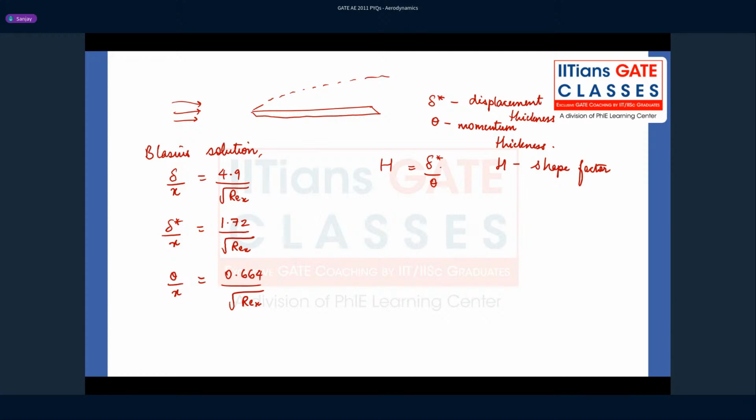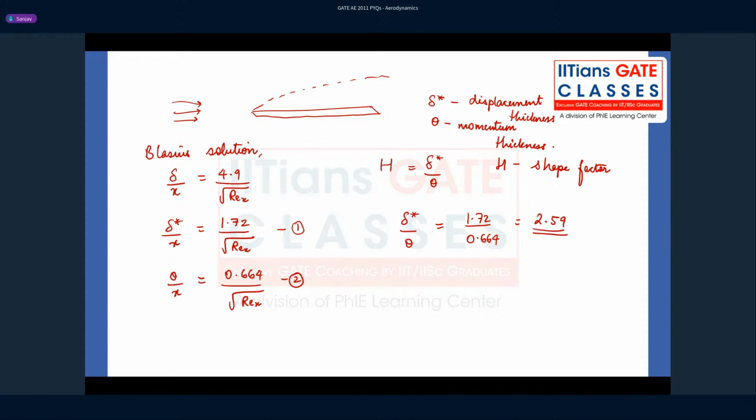So what is asked is delta star by theta. You take the ratio of 1 and 2. If you take the ratio, what will you get? Delta star by theta is equal to 1.72 by 0.664, which is nothing but 2.59.